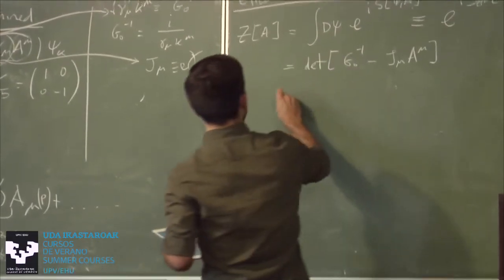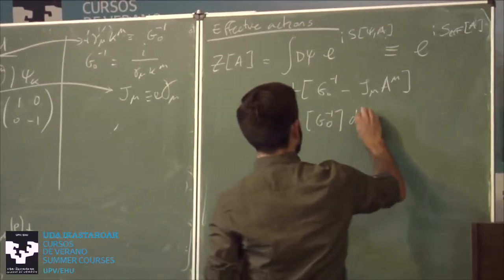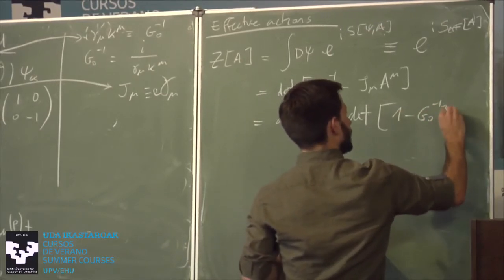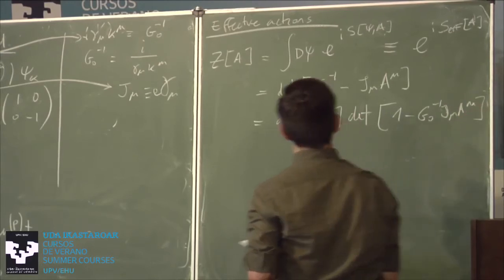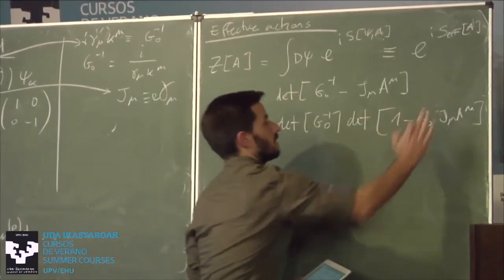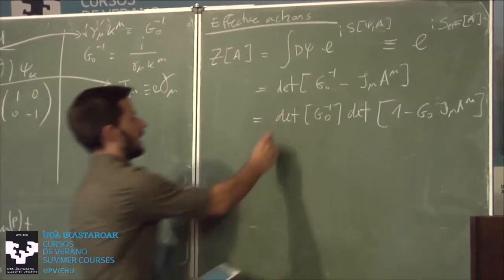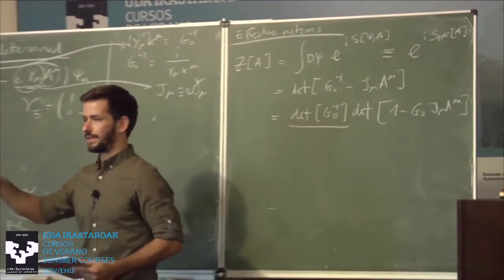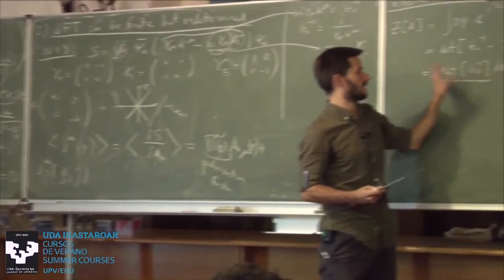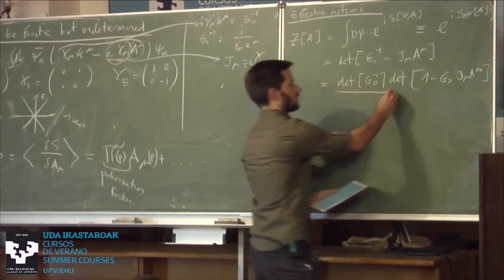And now I can write it as this, using the properties of the determinant: 1 minus G0 minus 1 J mu A mu. So I just pulled out the -1, I just pulled out the G. And this factor I'm not going to really care about, because there's some normalization when I calculate observables. I always divide by the partition function without fields, and this guy is going to go away, so I don't really care about it.